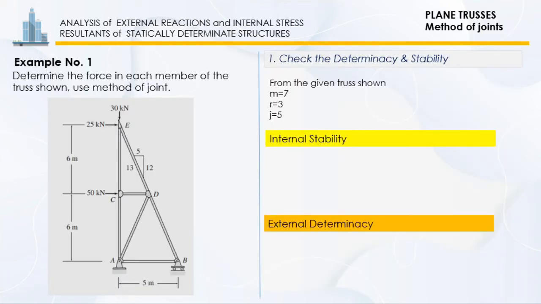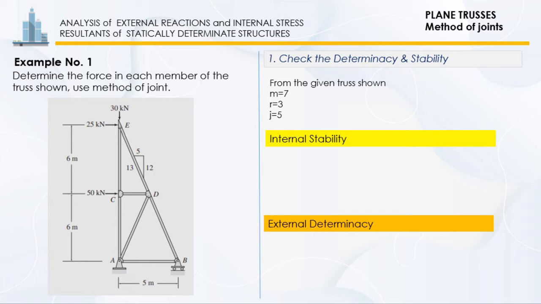So now let's have example number 1. Determine the force on each member of the truss shown. Use method of joints. So as discussed, the first step is to determine the determinacy and stability of the given truss. So the truss is composed of 7 members and 5 joints and is supported by 3 reactions.